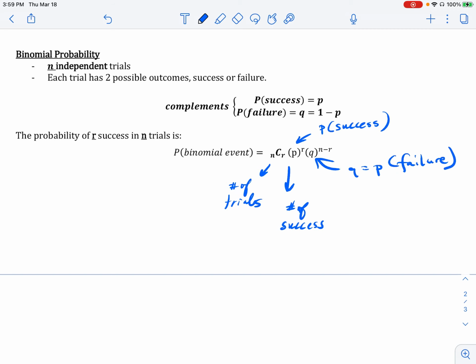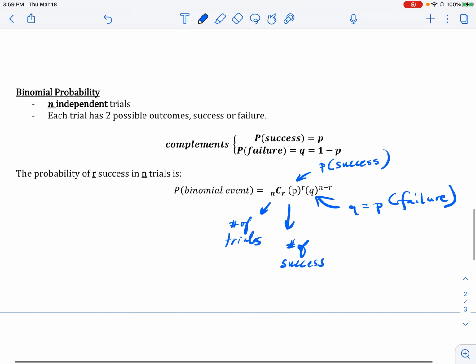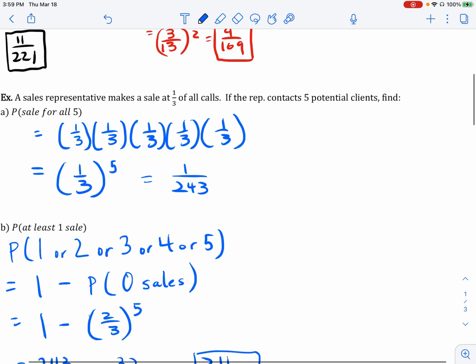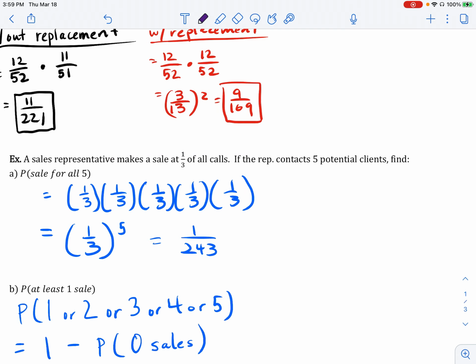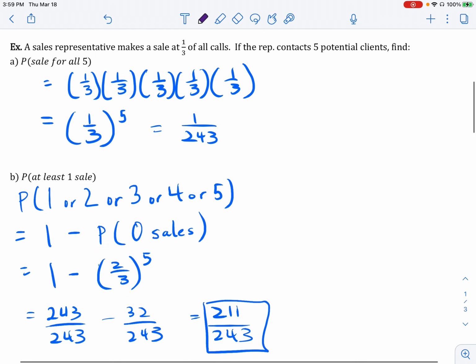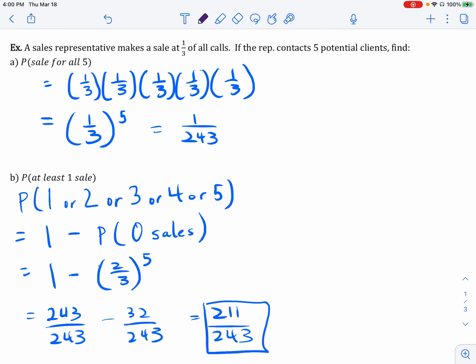All right. Now, instead of me giving you separate problems, I want you to actually go back through your notes and see, was there a problem here that we actually could have applied binomial probability for? And the answer is yes. Let's go back to this sales representative, right? And ask ourselves, how could we have used binomial probability in this problem? Well, in this particular case, if I wanted to find the probability that this sales rep made a sale for all 5, well, what is our N? Well, there's 5 phone calls being made.